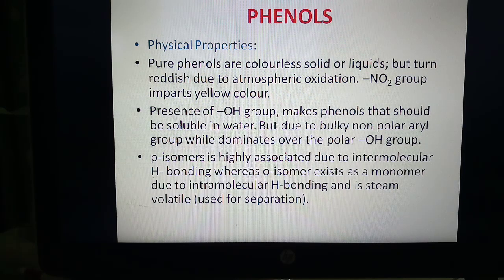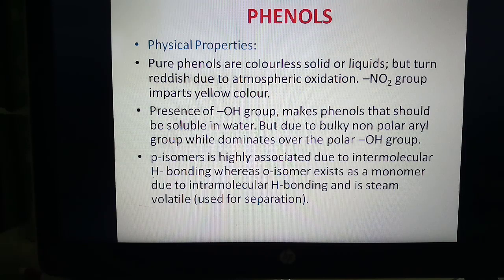The third point illustrates the para-isomers and the ortho-isomers. The para-isomer is highly associated due to intermolecular hydrogen bonding, but the ortho-isomer exists as a monomer due to intramolecular hydrogen bonding and is steam volatile. So you know that this is the way by which you can separate the para-isomer from the ortho-isomer.